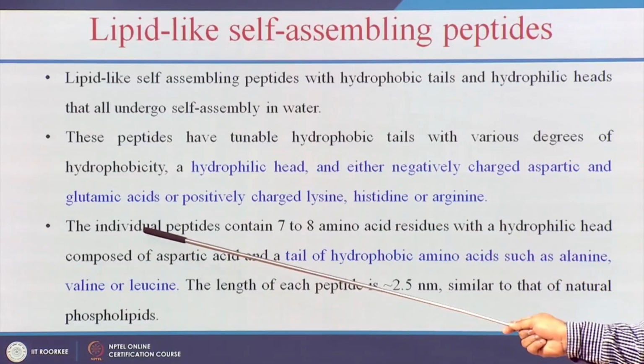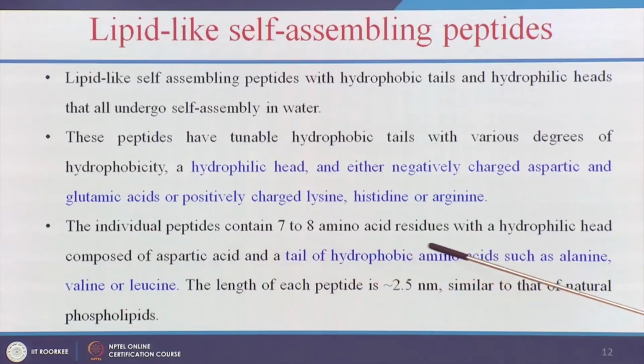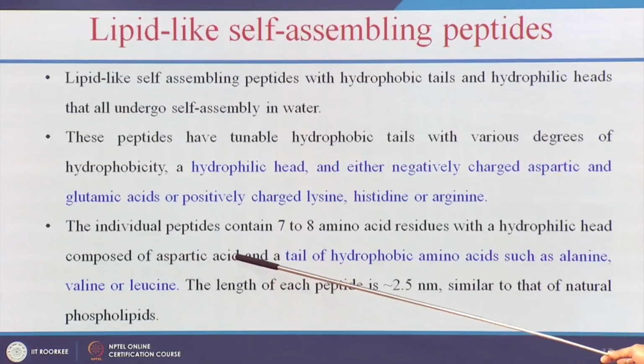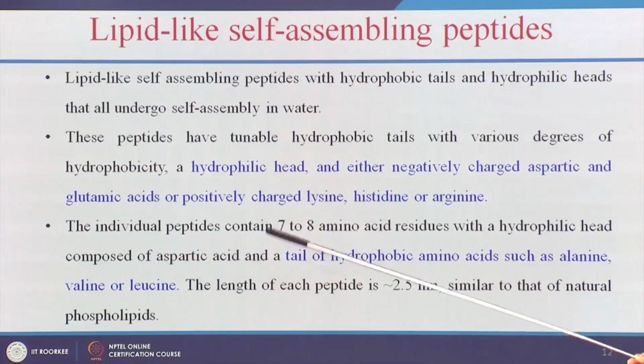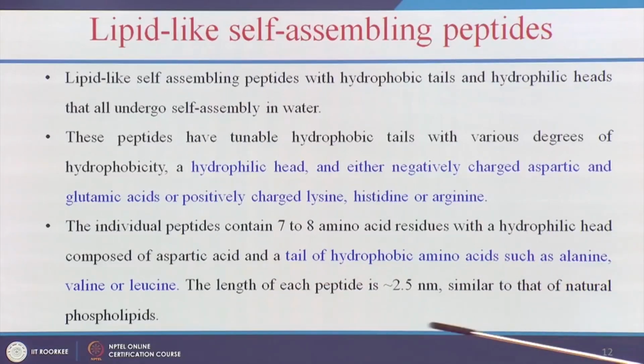And these individual peptides contain 7 to 8 amino acid residues, okay, with a hydrophilic head. It can be made up of aspartic acid or whatever I mentioned earlier, and the tail can be composed of hydrophobic amino acids such as alanine, valine or leucine. Okay. So the length of each peptide is approximately 2.5 nanometer, which is similar to your natural phospholipids.